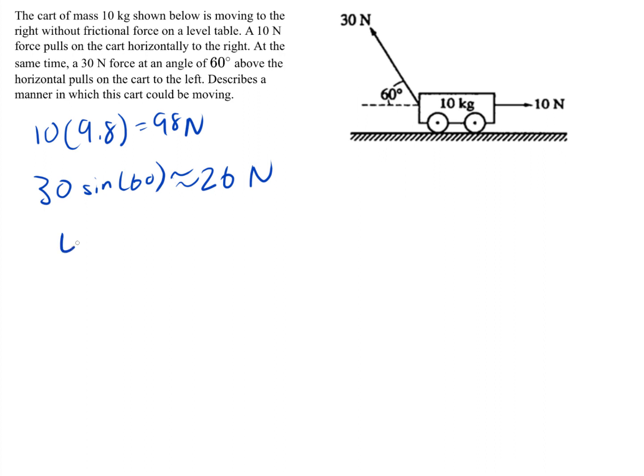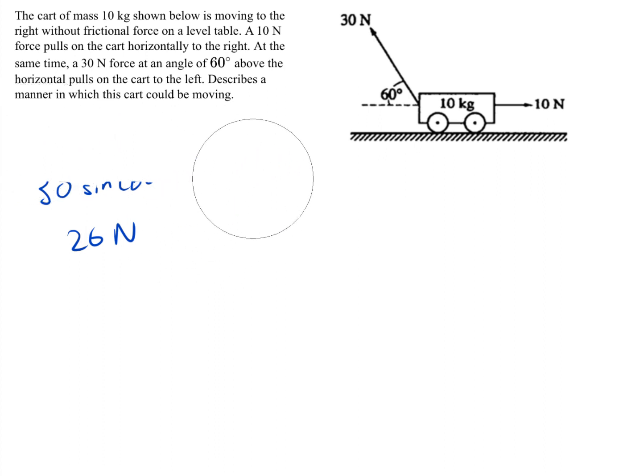Since 26 newtons is less than 98 newtons, the cart is not going to be moving vertically. The vertical force is not enough to support its weight. So we can say that our cart is not going to be moving vertically at all, so we can ignore that part. Now we need to figure out the horizontal motion.